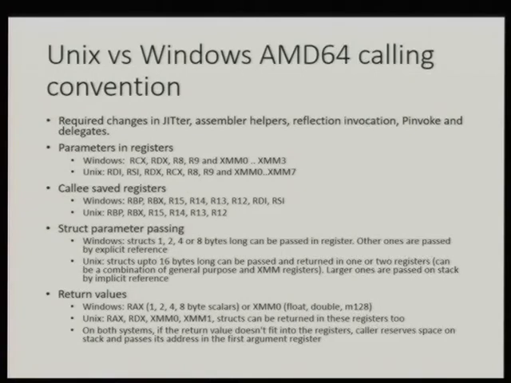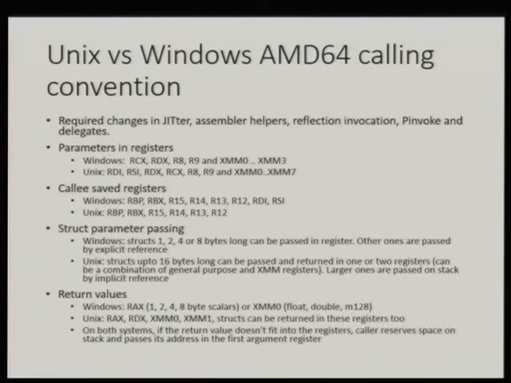Next thing that was different was the calling convention on the AMD64 processor, which is the main processor that we support right now. It requires changes in the just-in-time compiler because we wanted it to generate code compliant with the calling convention specified for Unix. Then we had some assembler helper functions that obviously had to be changed. Then there are changes in reflection invocation, because reflection invocation goes through the native runtime, and pinvoke, which is a way to call native code from managed code, and delegates in invoking.